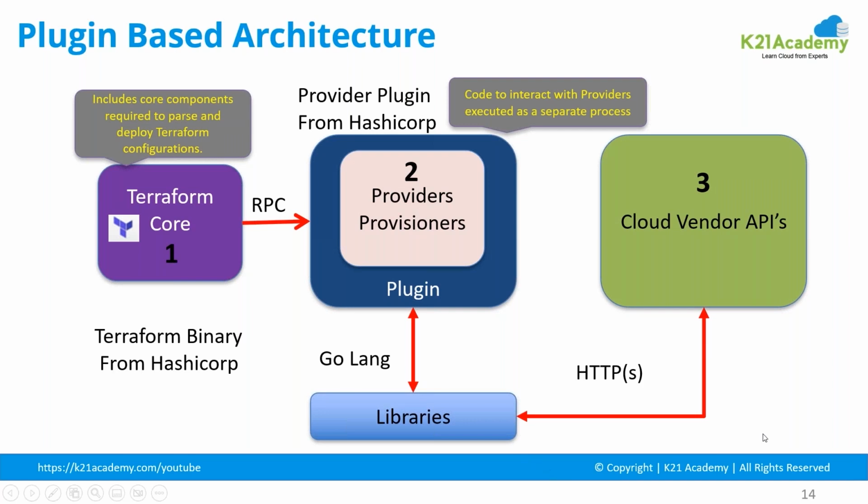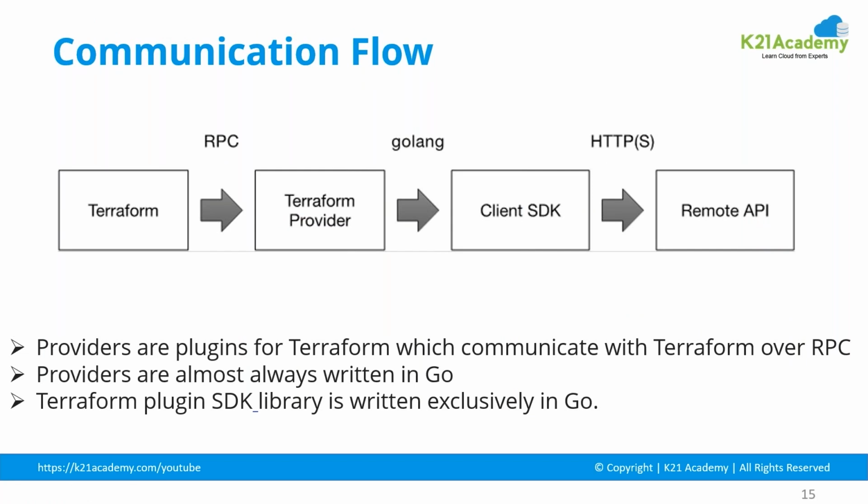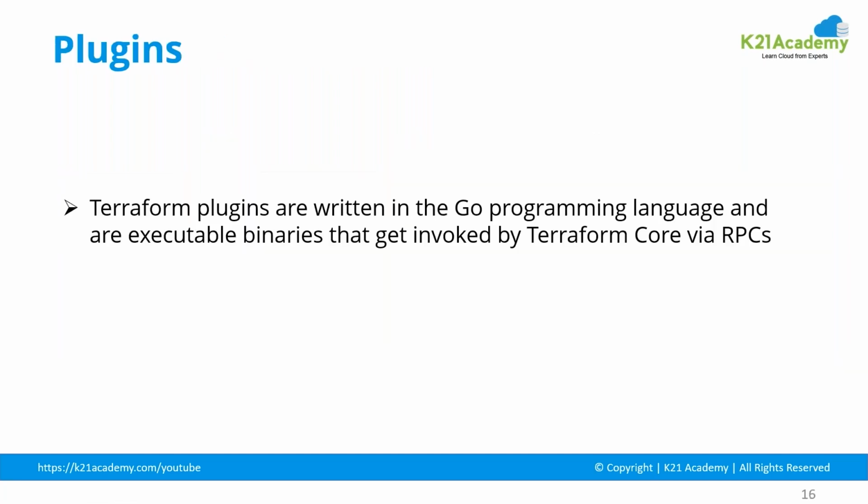So your Terraform core is going to communicate with the plugin via RPC, which is remote procedure call. That is where it starts communicating via the plugin and interacting with your providers. So there is a communication flow here. This is a high level communication flow from the Terraform binaries to the plugin, written in Golang, then to the client SDK. All the software development kit client SDKs are there, and through them it communicates with the remote APIs. So this is the entire communication flow of your Terraform.